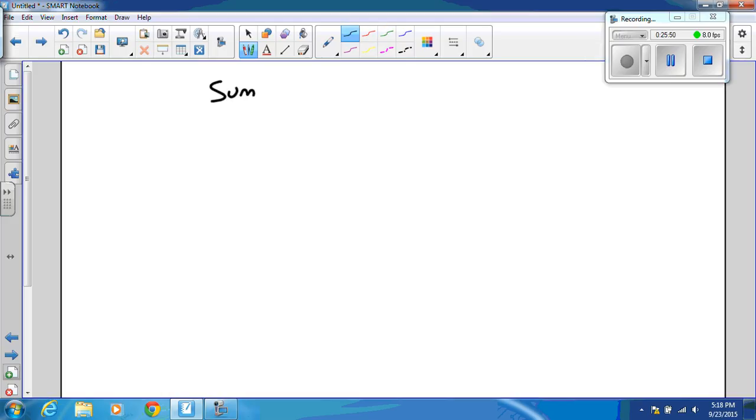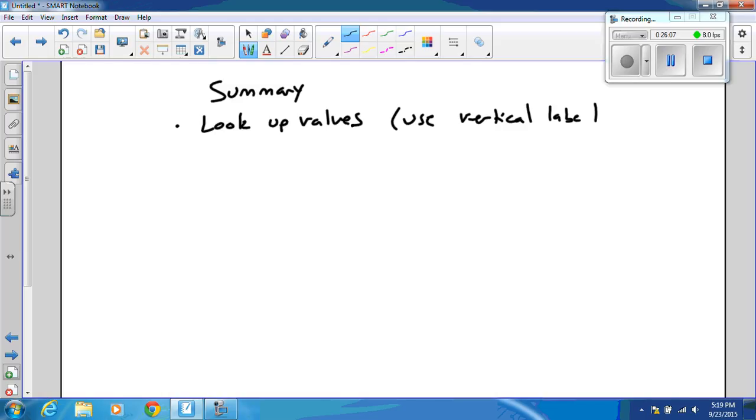We will do a lot of this analysis tomorrow when we talk about non-constant acceleration. But for now, let me sum up our methods of analyzing graphs. There are essentially three things that I can do. I can look up values. And I'm going to use the vertical axis label to interpret the meaning of that value. So if I'm working with a position graph, when I look up a value on the graph, it's giving me a position.